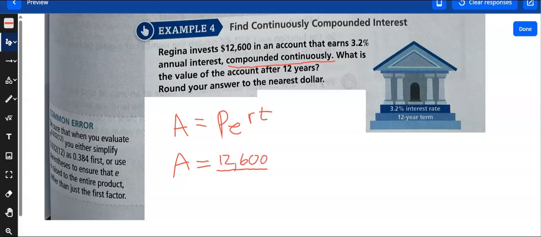12,600, right? E, my exponent. Now I know there's a 12 years involved in it, but what's the interest rate? 3.2. Are we going to put 3.2? No, we're not. What are we going to put for this? 0.032. You put 3.2, you're going to get a very unrealistically large number.